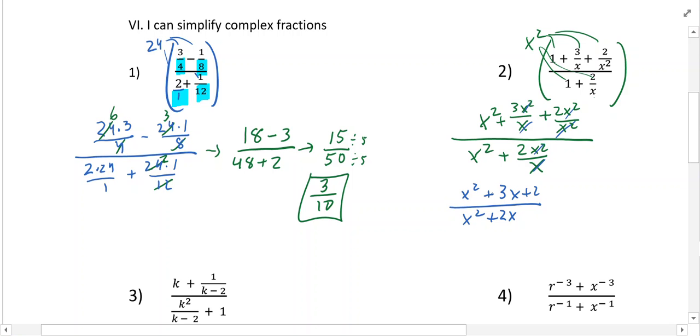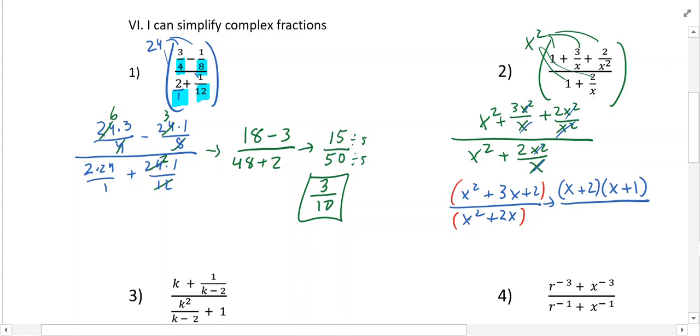Now remember, these are expressions. They're bounded by parentheses. There's an invisible parentheses around them. So you can't just cross out these x squareds. This is a trinomial, this is a binomial. So if possible, you need to factor. And this top one is factorable. The factors of 2 that add to 3. So we're going to say x plus 2 times x plus 1.